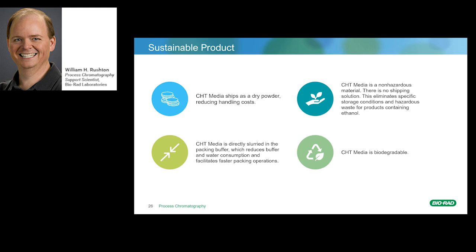CHT is directly slurried into the packing buffer, so that reduces buffer and water consumption, and it facilitates a faster packing operation. And finally, since CHT is just calcium phosphate, it is biodegradable.